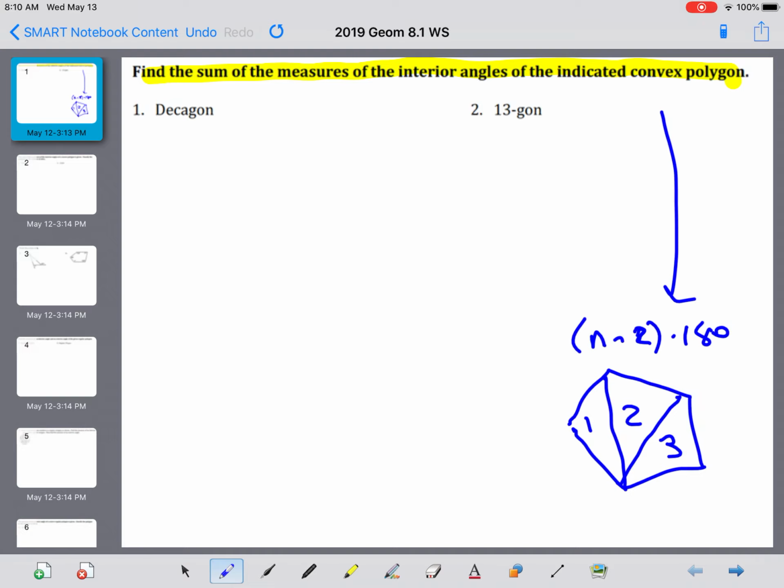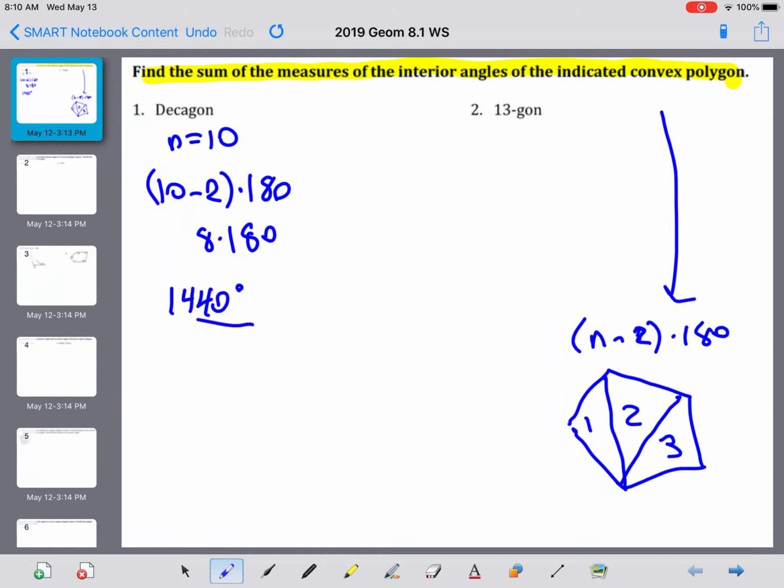So first of all, a decagon, decade, 10. So this would be 10 minus 2 times 180, which is 8 times 180. And now it's calculator time. So turn on the calculator, 8 times 180. And we get a total of 1,440 total angle degrees inside.